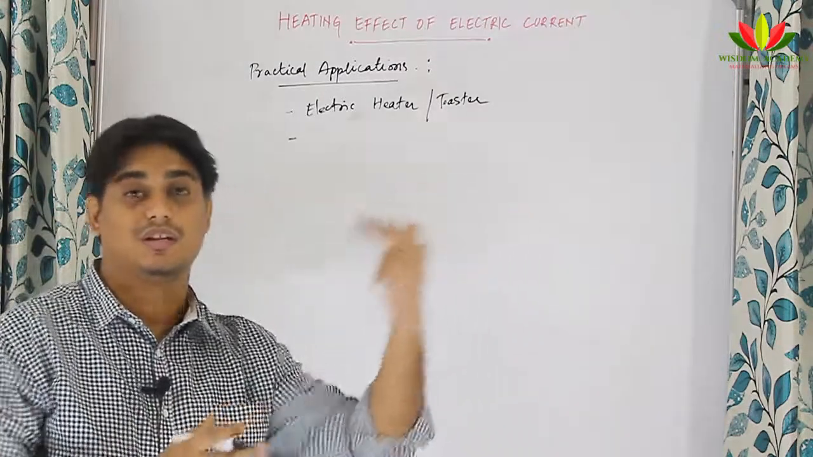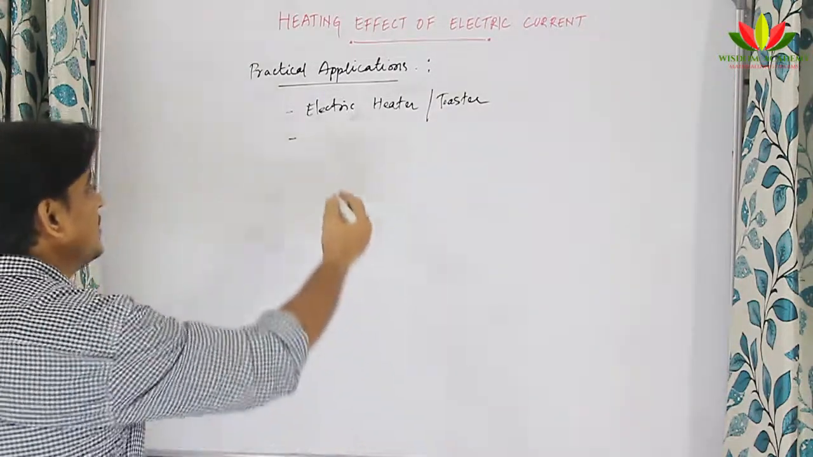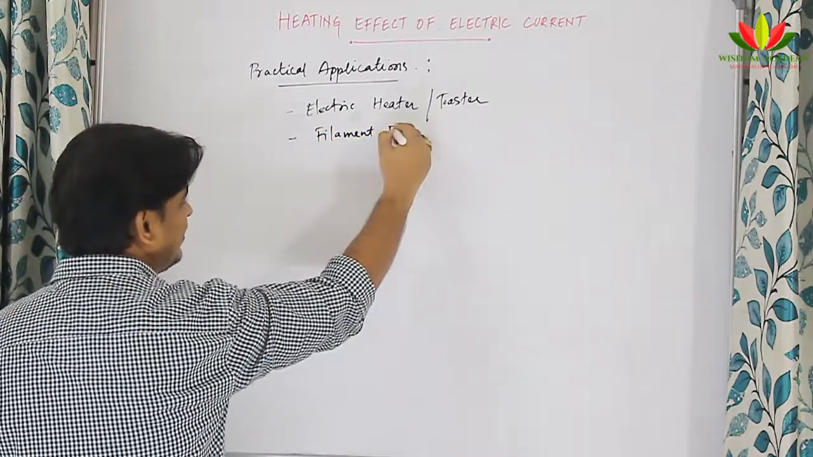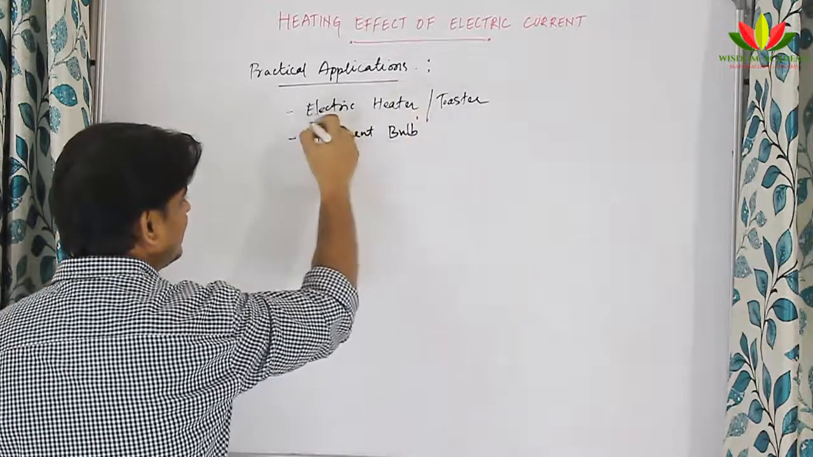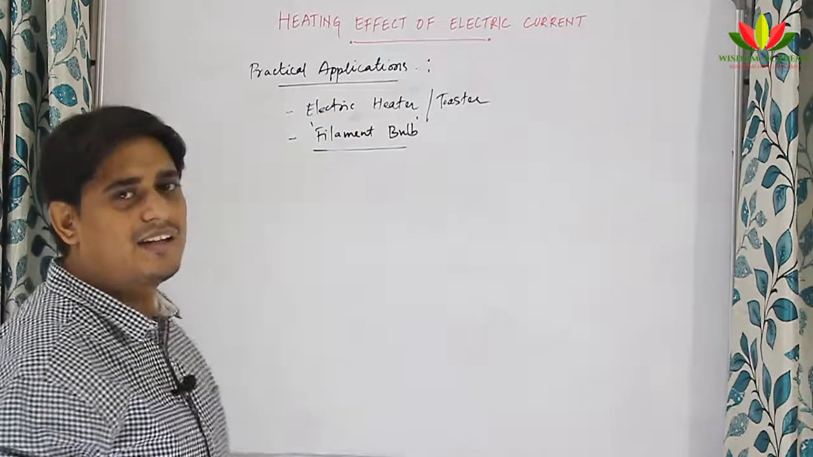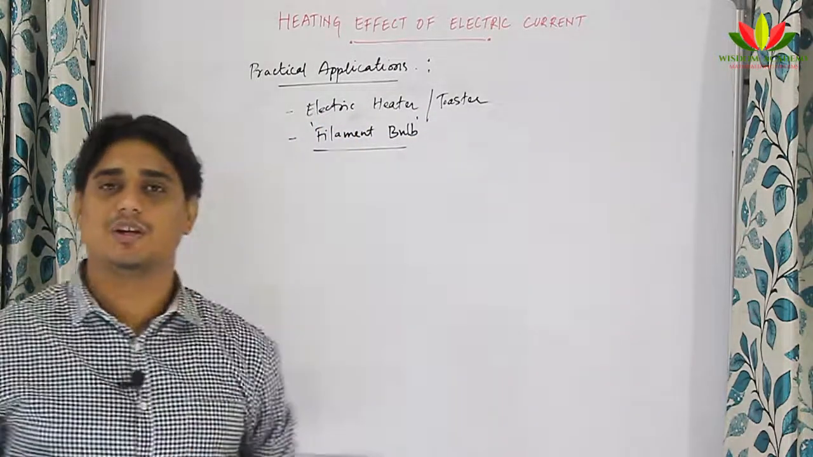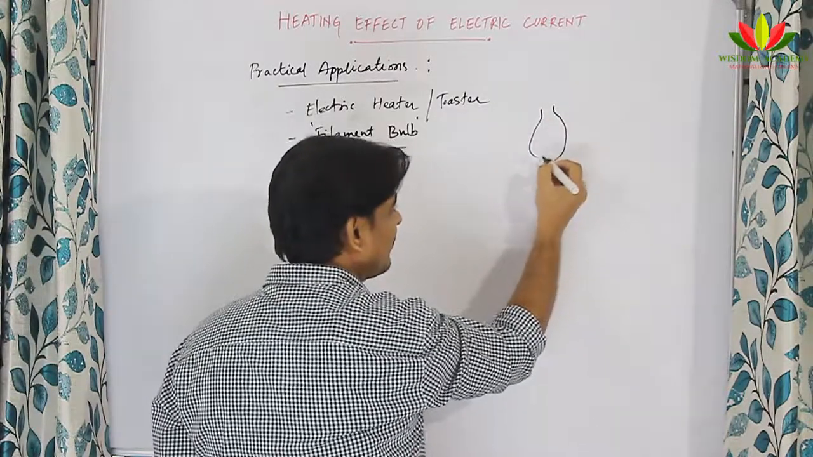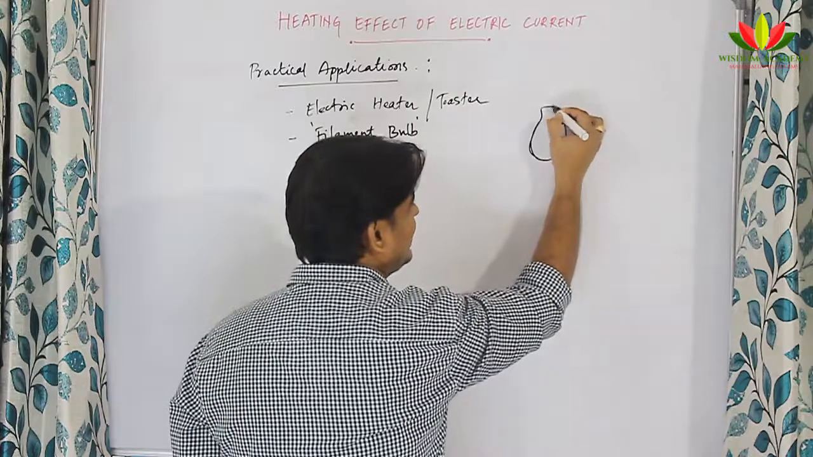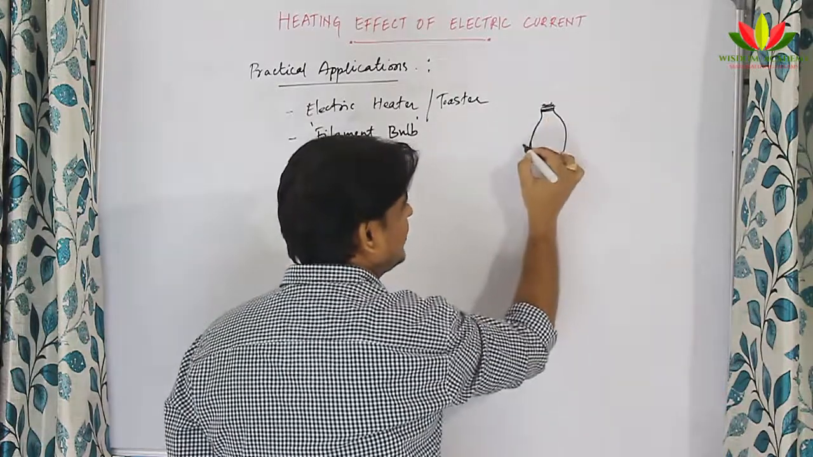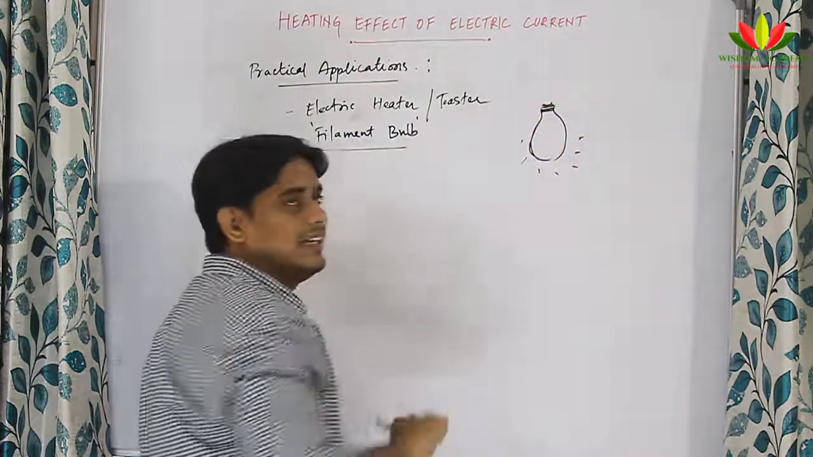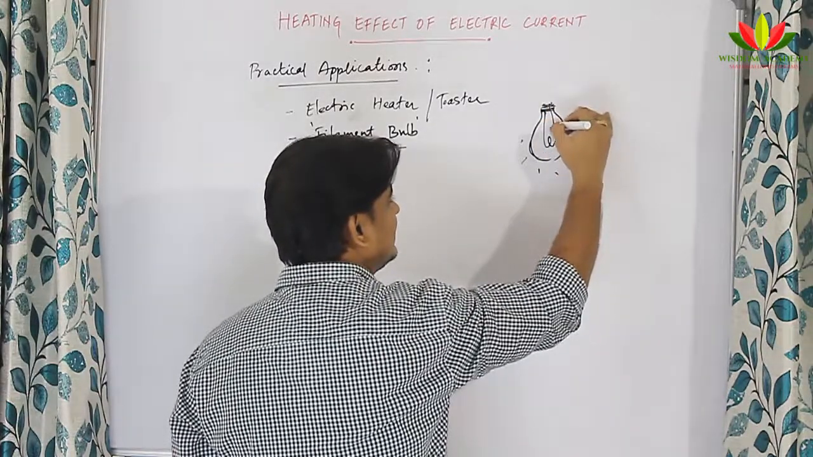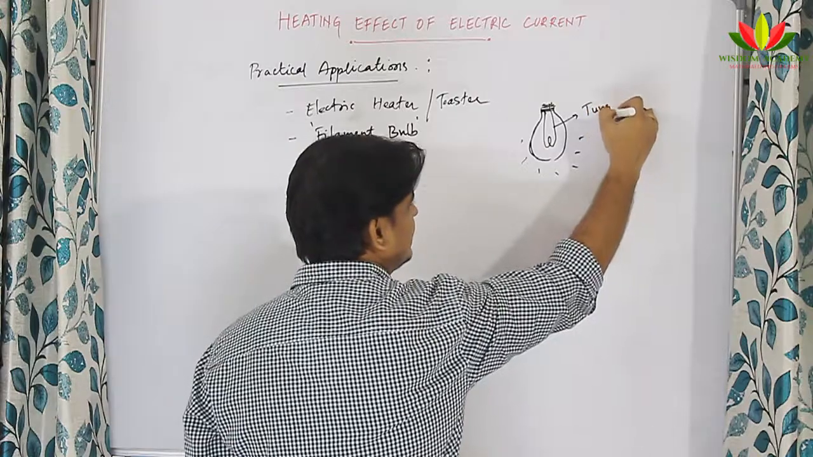Apart from that, one of the most important applications of the heating effect of electric current was used much earlier in the form of bulbs. We had filament bulbs at that time. I don't know how many of you have seen this bulb in today's generation, but go 15 years back, this was the only bulb in every home. It used to look like this and emit a yellow light. Inside this bulb, we used to have a filament like this, made of tungsten wire.